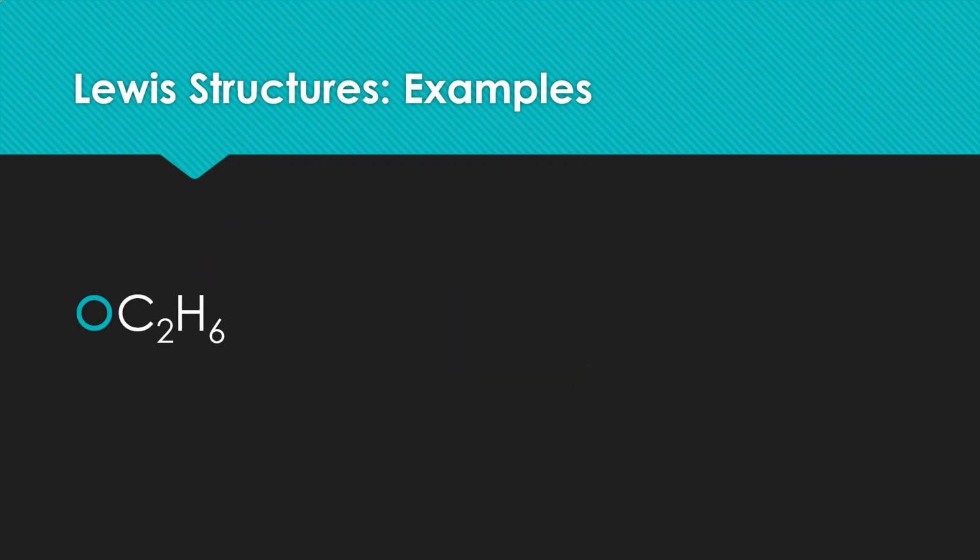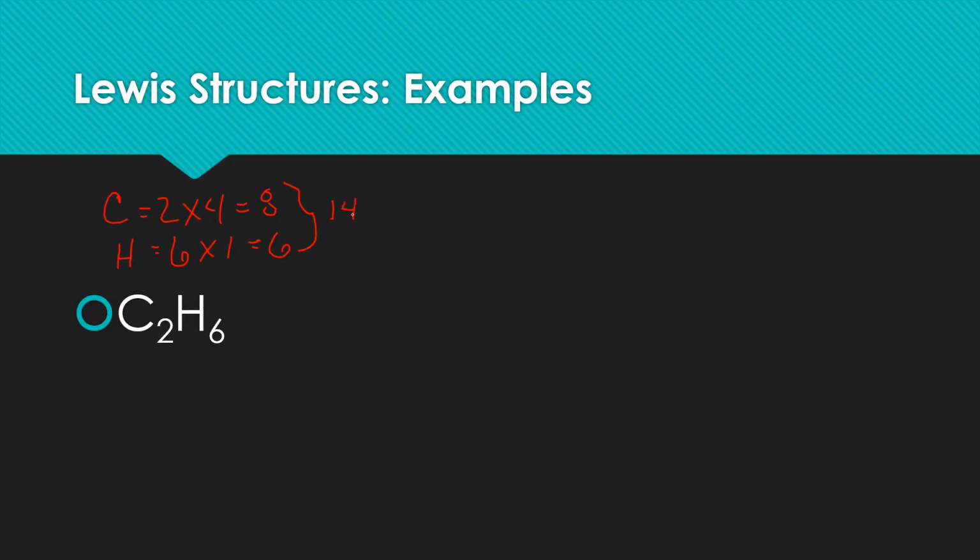Oh, one more. This one's kind of tricky. Let's do the numbers first. Carbon has 4, so 2 carbons have 2 times 4, or 8. Hydrogen has 1, so I have 6 times 1, or 6. I have 14 electrons to work with.